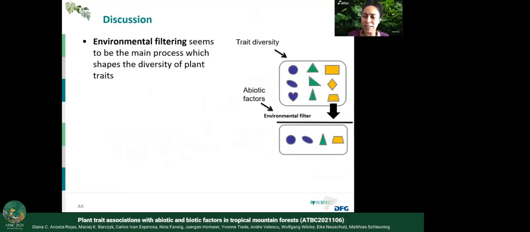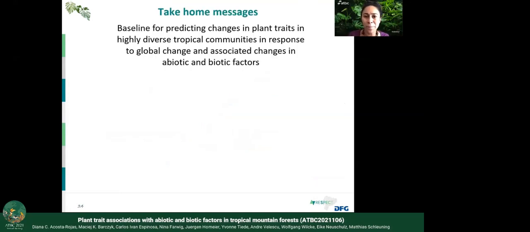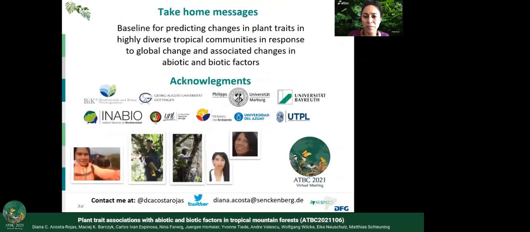Our findings suggest that environmental filtering seems to be the main process which shapes the diversity of plant traits in our system. The novel finding here was a similar response of leaf and fleshy fruit traits to temperature and precipitation. I'm convinced that we provide a baseline for predicting changes in plant traits in highly diverse tropical communities in response to global change and associated changes.